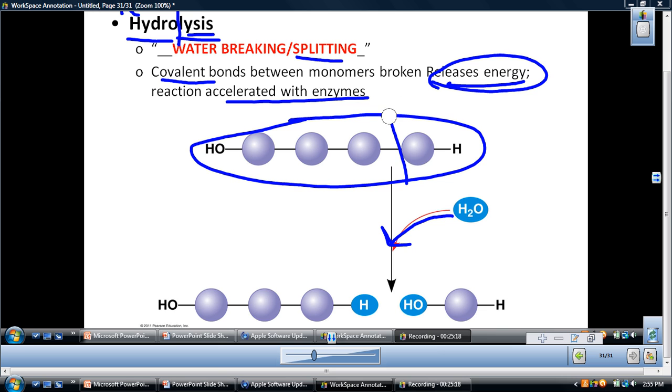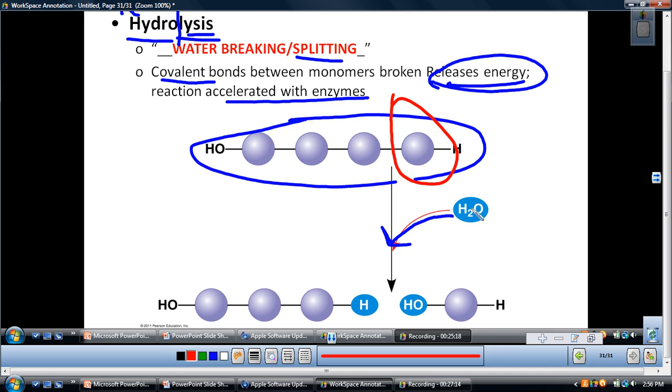I'll erase this line right here. Okay, so here's my polymer. If I want to break, I'll change the color so you can see. If I want to break this one off, I'm going to add water into the chemical reaction. The water will split or dissociate into an OH and an H. The OH adds to this one monomer, the H adds to that one, and now I have a split right there between them. And so my result is I just split or broke a bond.